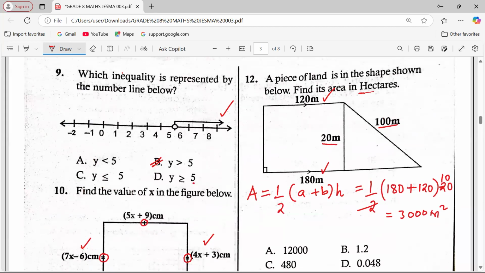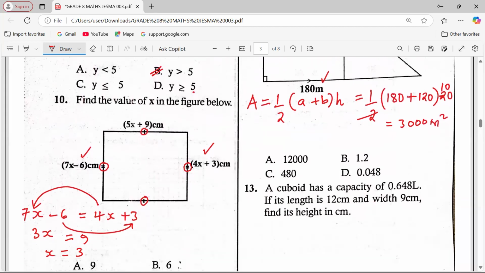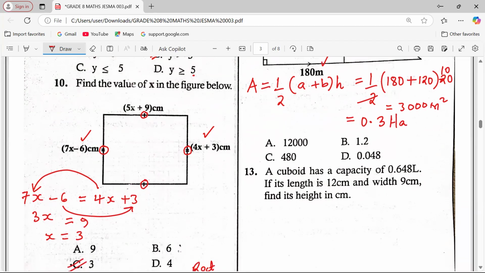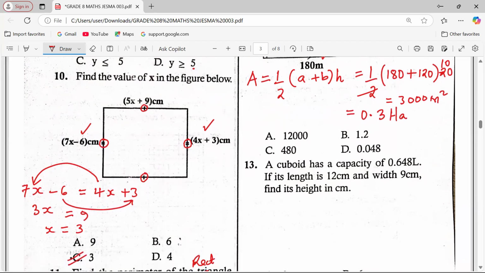Now we need to work it out in hectares. So to convert square meters to hectares, we usually divide by 10,000, sorry. We divide by 10,000, yeah. So 3,000 out of 10,000 becomes 0.3 hectares of land. Among the provided choices, we didn't have the correct answer.